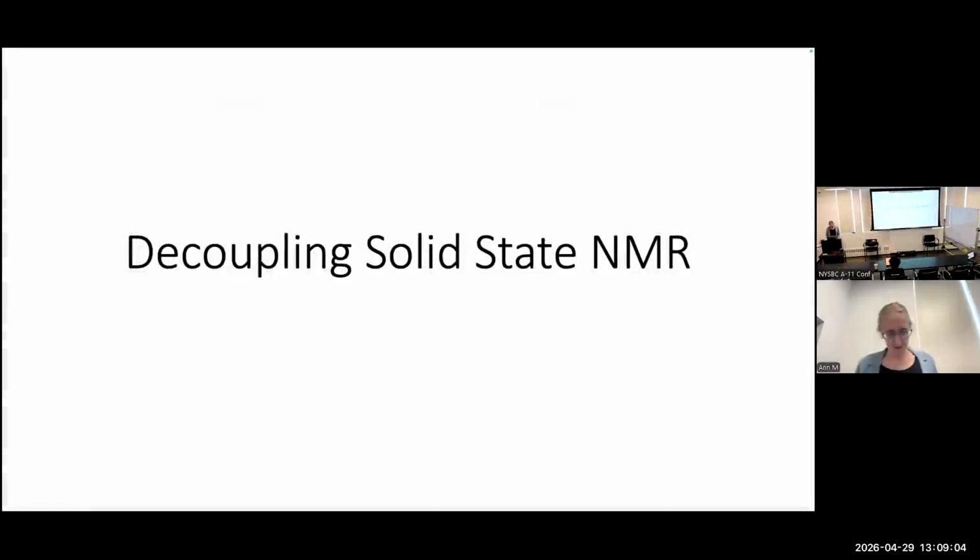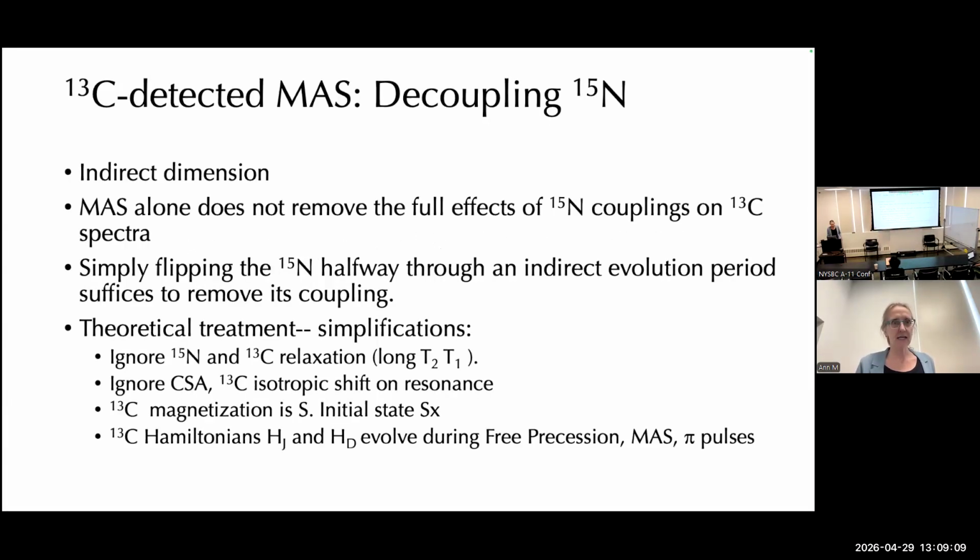So, solid state NMR decoupling. The context, it's 36 slides. The context that we'll start with is that we're detecting carbon. I'm going to build it up from what I think are the easy cases up to the harder cases, and hopefully the easy cases will reinforce your skills today, your intuition.